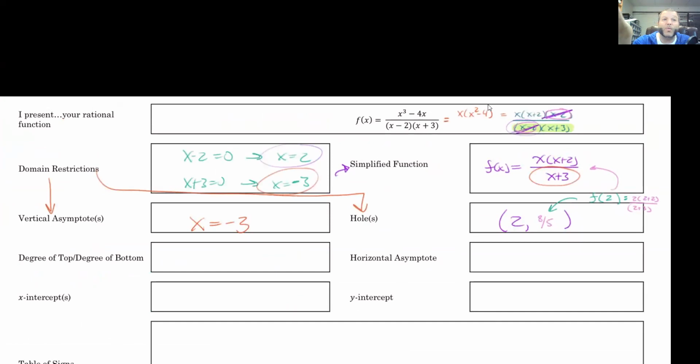Next, we want to think about some more long-term behavior, which is going to be the horizontal asymptote. So let's find the degree of the top divided by the degree of the bottom.